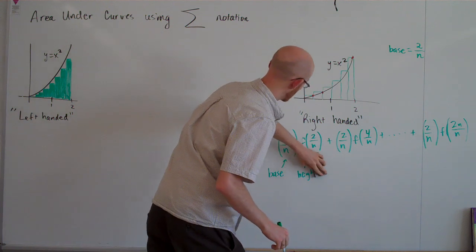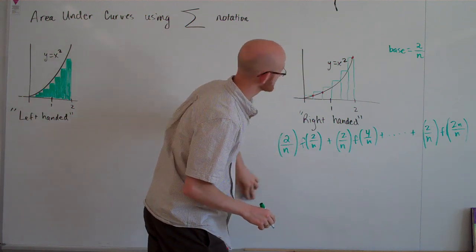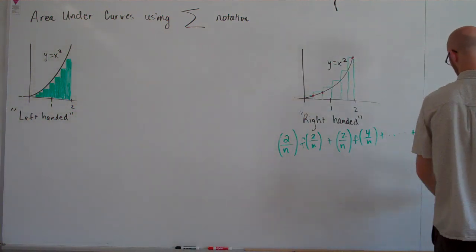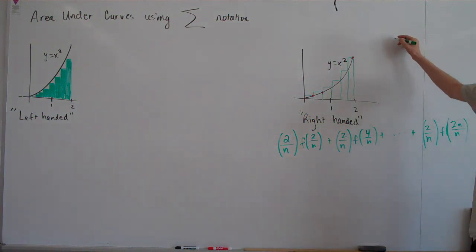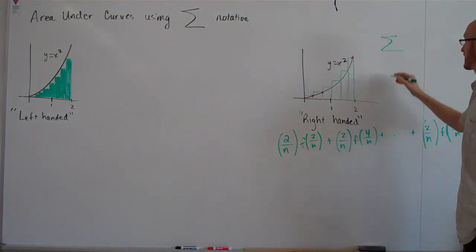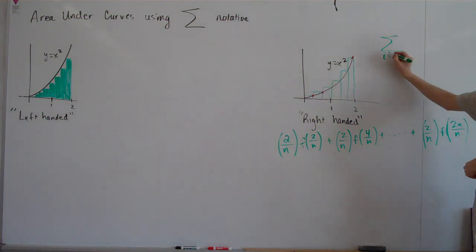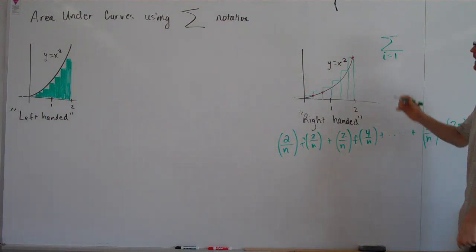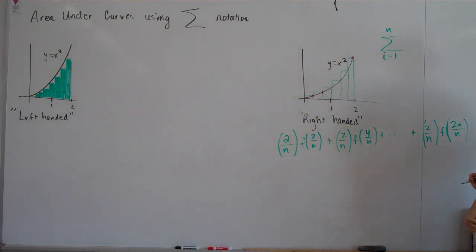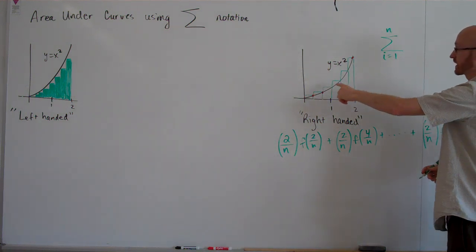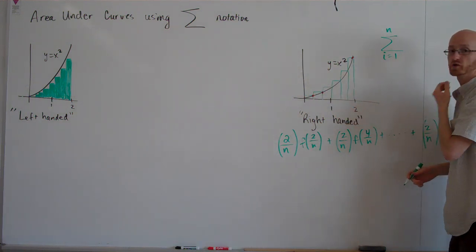Now, my goal is to take that and rephrase it in sigma notation. So give yourself a try at that. Start with i equals 1, and go from there. Hit pause and give it a try. Hopefully you've tried it, and you should have i equals 1 to n, because we're adding up n rectangle areas.